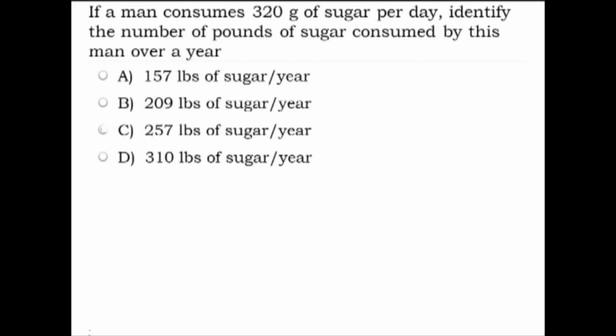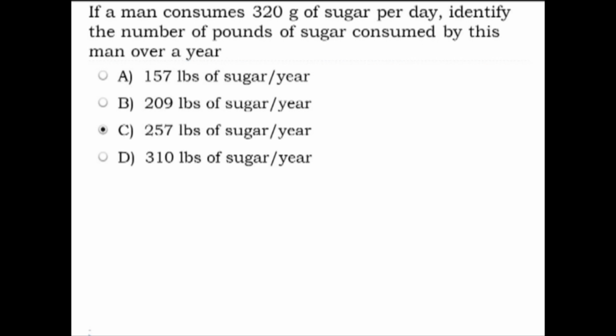Here's another question. A man consumes 320 grams of sugar per day. Identify the number of pounds of sugar consumed by this man over a year. Pause the video and calculate your answer. All right, the correct answer is actually C. Let's see how I did it.